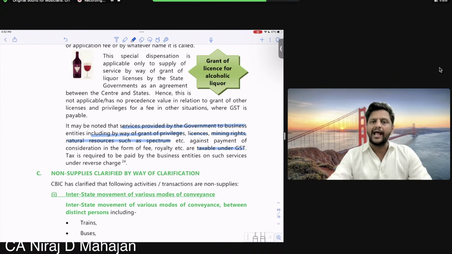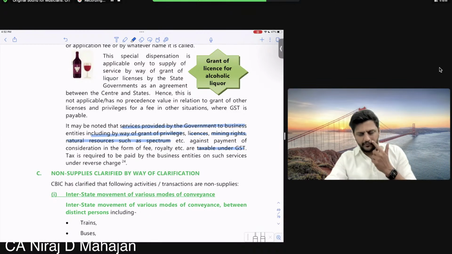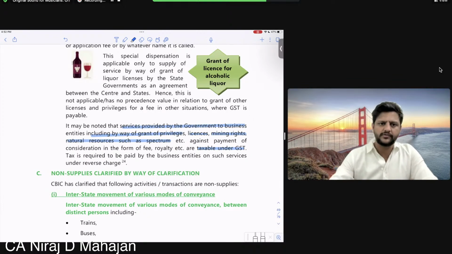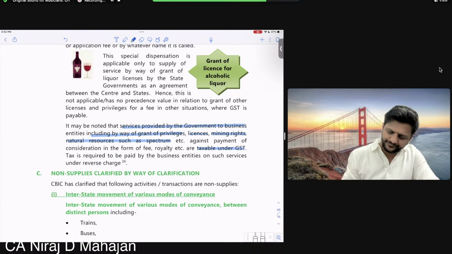But if it is for alcoholic liquor for human consumption license, on that GST is not applicable. Taxes required to be paid by business entities on such services under reverse charge. This we will see later on. Okay, what is reverse charge? Okay, done till here.